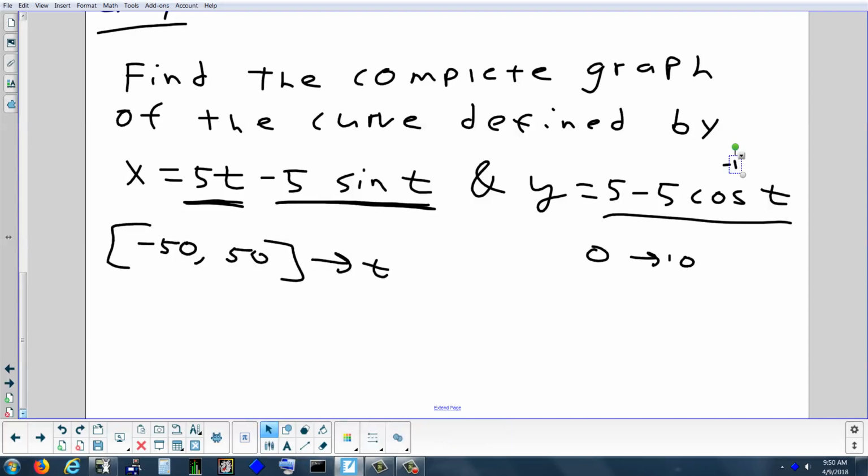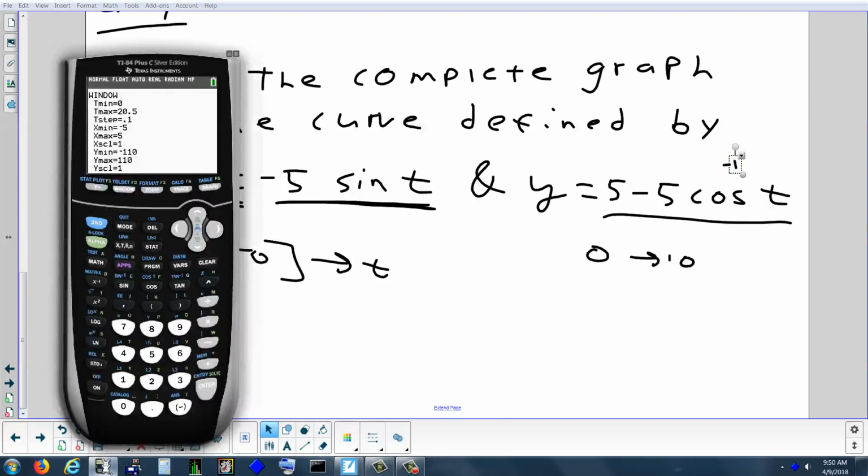Just picking something to try and see how it works. So we've got -50 to 50. Going by 0.1 shouldn't be too bad. I think if you were counting by tenths from -50 to 50, you'd have about 100 points to plot. No, 1,000 points. Let's go by ones. So now we have about 100 points to plot.